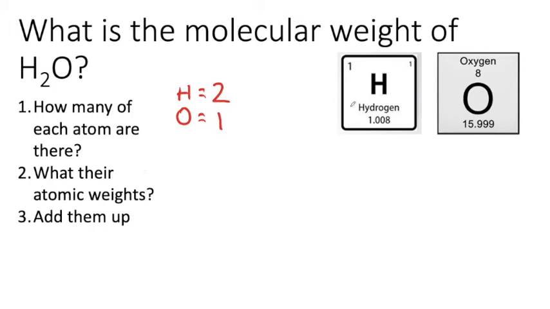What are their atomic weights? Well, hydrogen's is 1.008, and oxygen's is 15.9. So in order to do this problem, you're going to need your periodic table. There's one on Google Classroom for you. But what you will be doing here is you will be looking at the bottom number, right? The bottom number in this case. We're going to look at the atomic weight. These are the atomic weights. We're going to add them together.